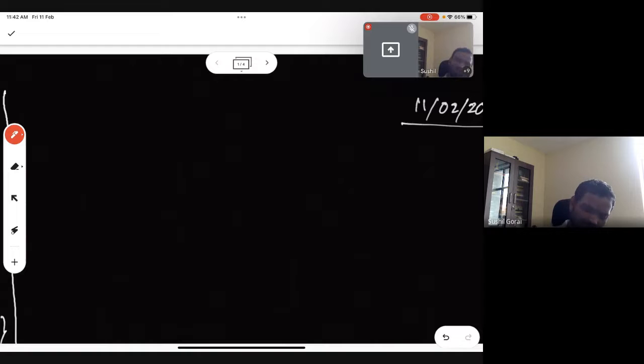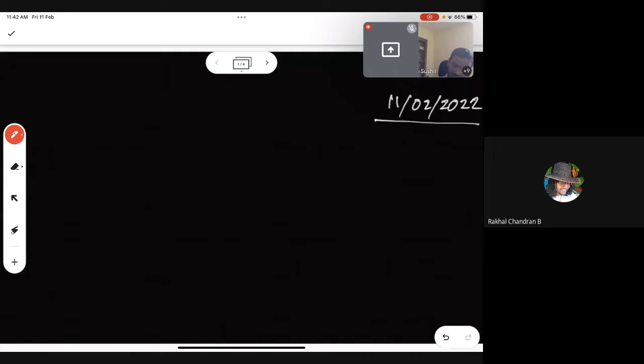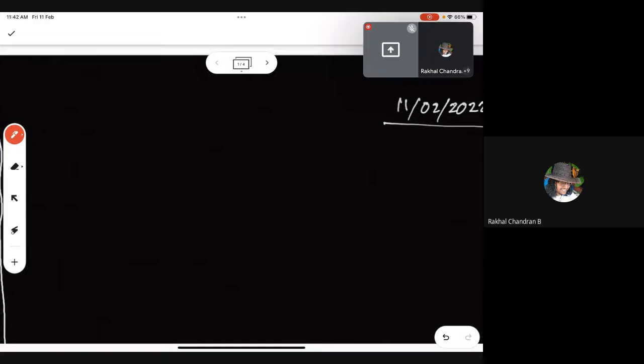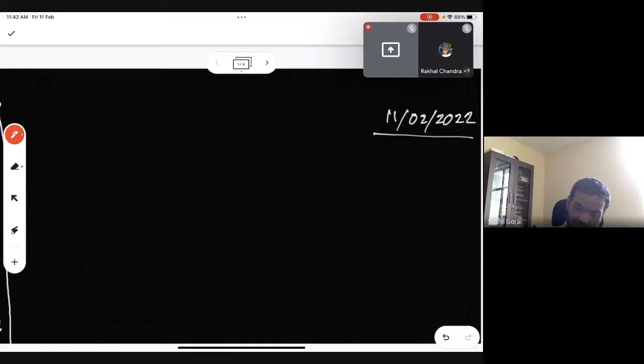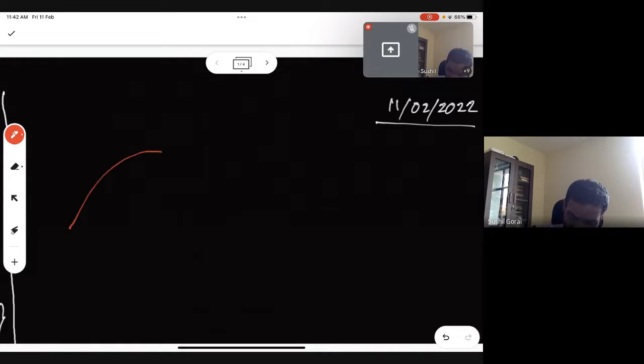So how many points does one need to determine a plane in R3? Three points, but not on a straight line, right? Three points you need to determine a plane. Suppose you have something.